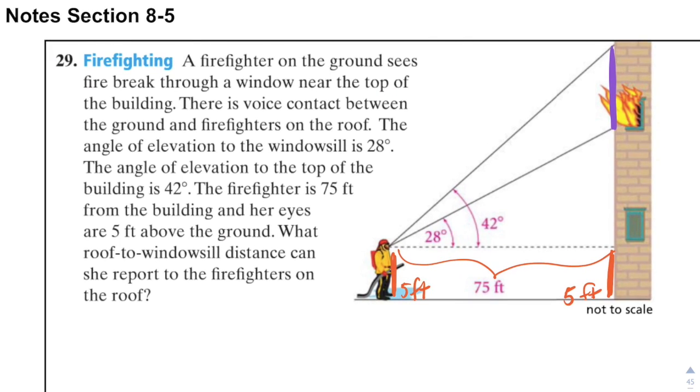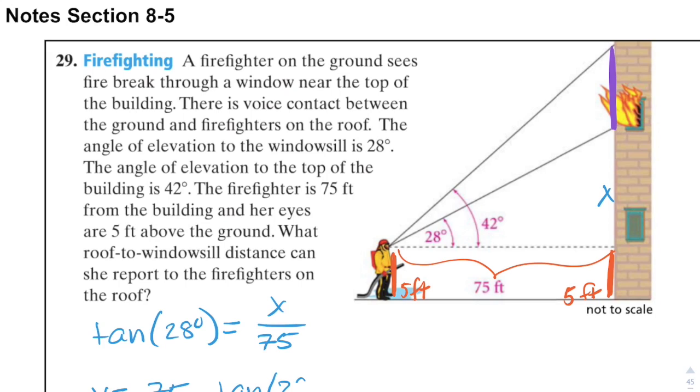So let's do some algebra. We're going to have to first do the smaller triangle and then the larger triangle. So I'm going to call this x. I'm going to say the tangent of 28 degrees equals x over 75. So x equals 75 times tangent of 28.